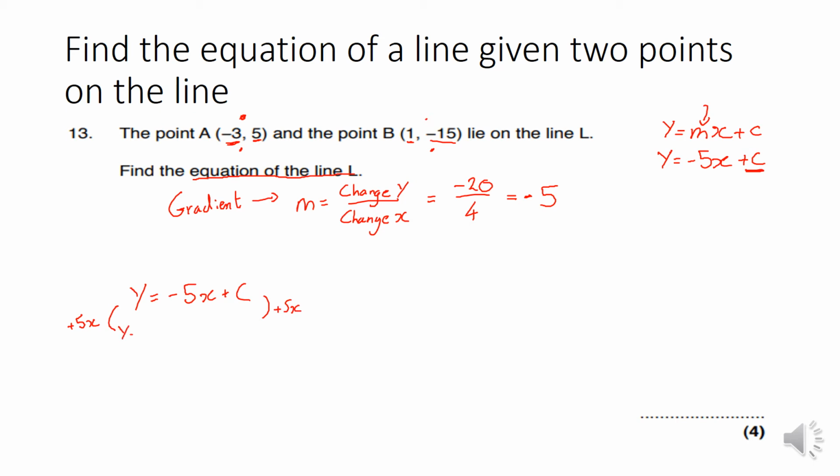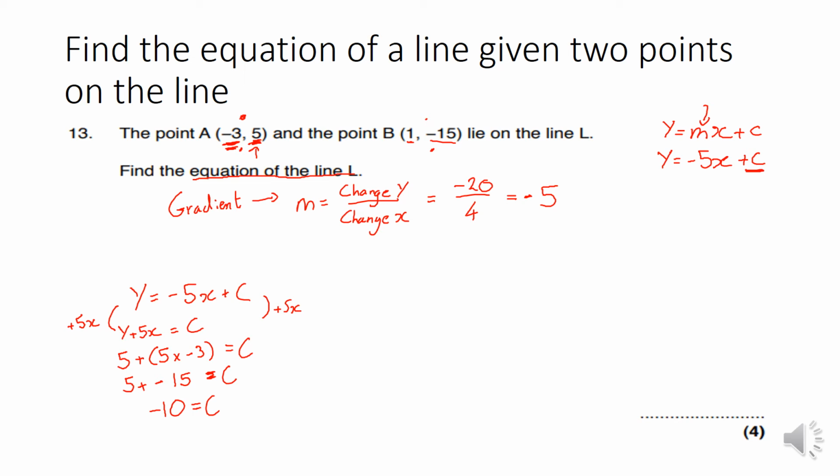So we've got y plus 5x, and that just equals c. So now let's substitute in our coordinates, the x and the y value, to work out what c is. So I've got y is 5, so we have 5 plus 5 times x. So if x is minus 3, we've got 5 times minus 3, and that is equal to c. So we have 5 plus, so 5 times minus 3 is minus 15, so 5 plus minus 15 equals c. So that gives us minus 10 equals c.